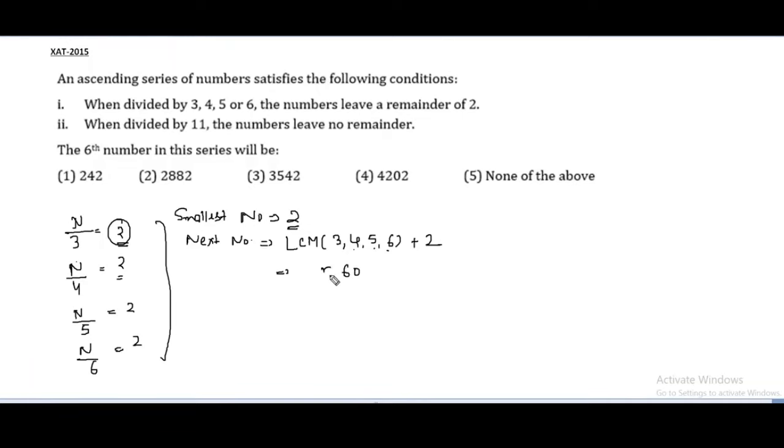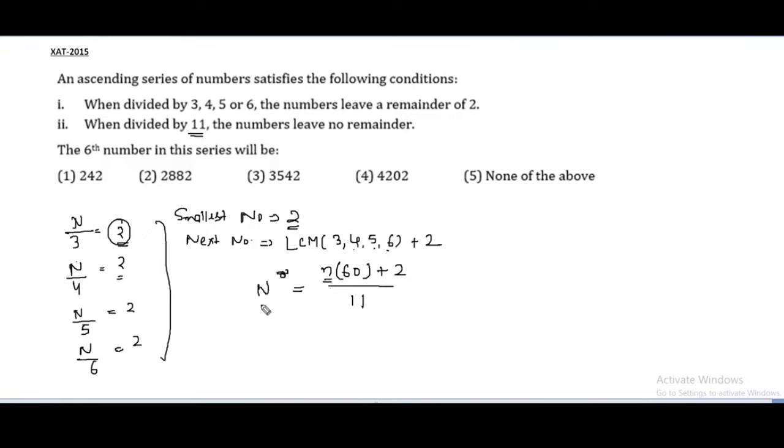So I'll add some multiple of 60, and after adding 2, this number will satisfy this condition. All the numbers of this series will satisfy. 62 will satisfy, 122 will satisfy, and so on. But this number should be divisible by 11, so this number should be a multiple of 11. We are looking for that particular number.